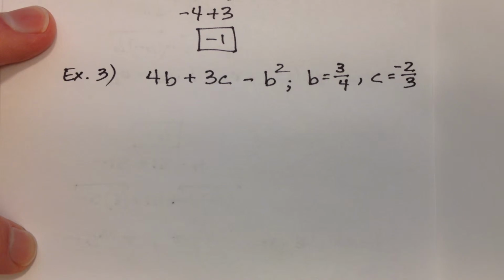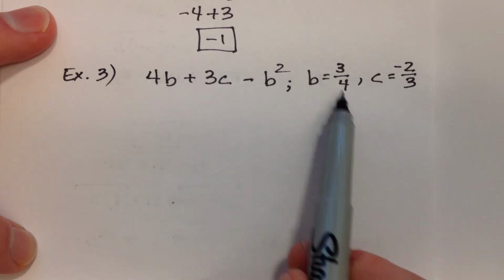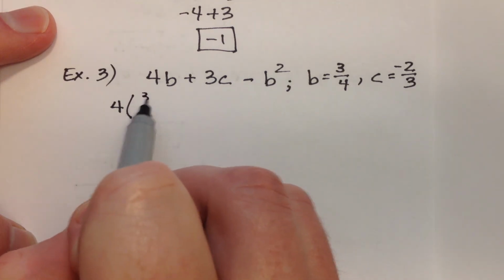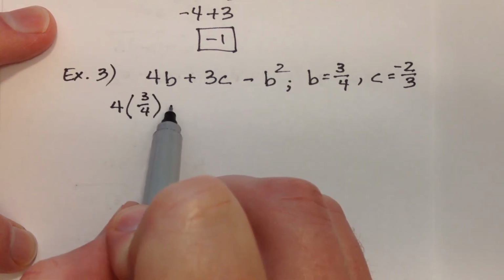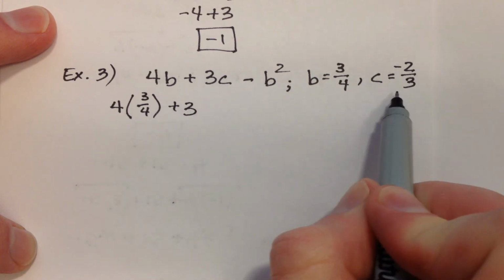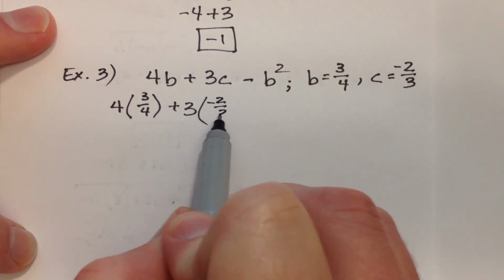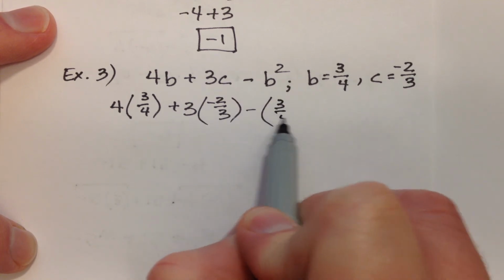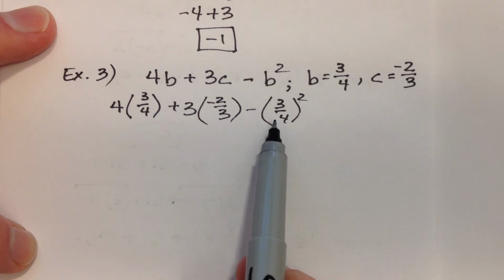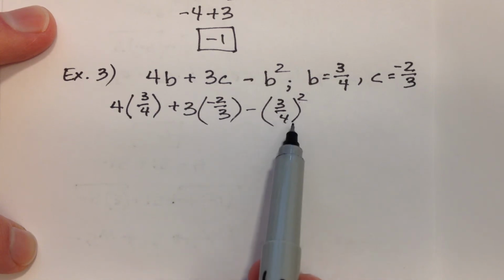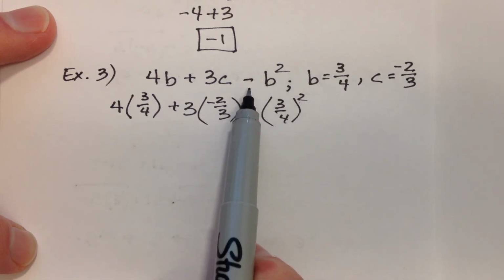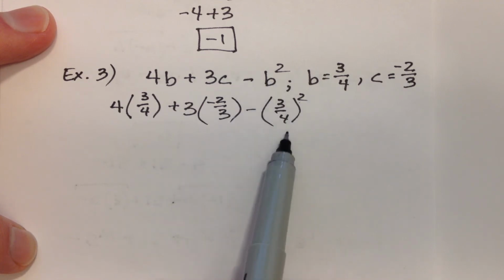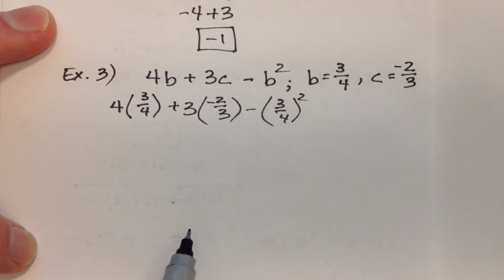Okay, so again we're going to take the value for our variables and plug them in. So 4 times b, and b is 3/4, plus 3 times c, and c is negative 2/3, minus b squared, and again b is 3/4. So I'm going to put this 3/4 again in parentheses and square it, because even though there's a negative out front and a square behind, the 3/4 is still going to sneak in here into the parentheses for the value of b.